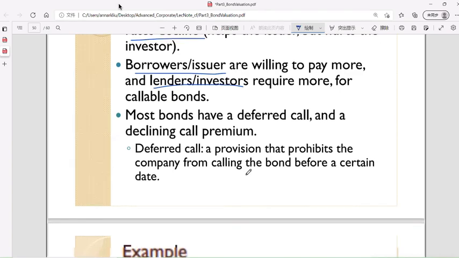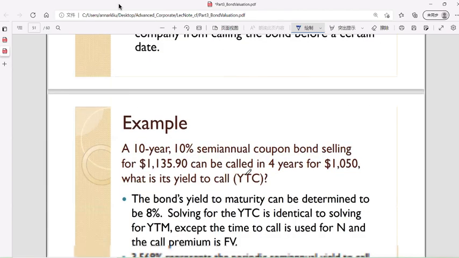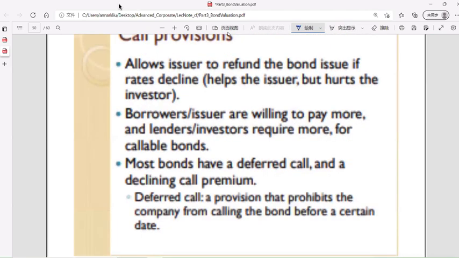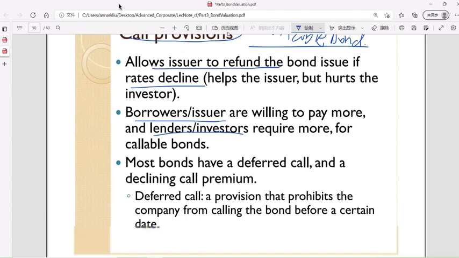Any questions regarding callable bonds? Wait a second. Okay.